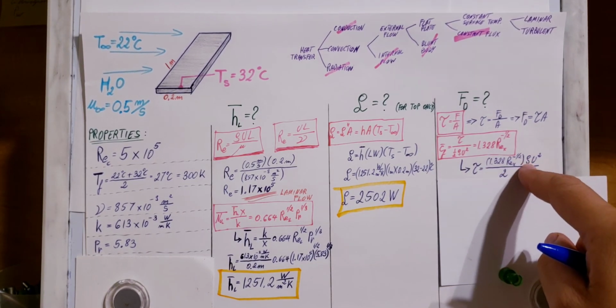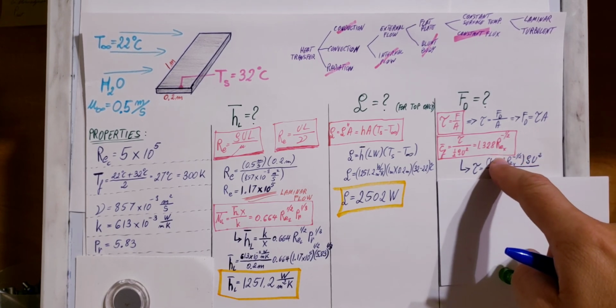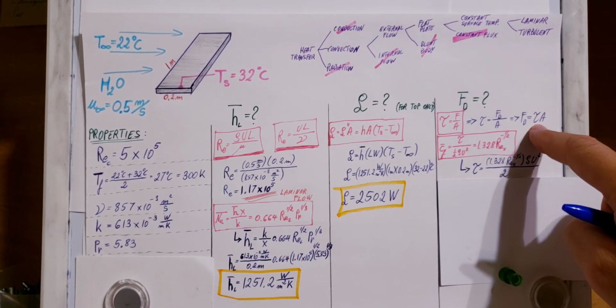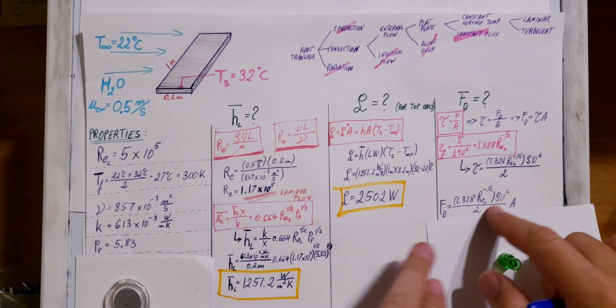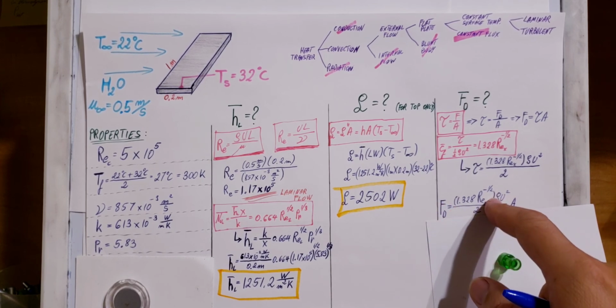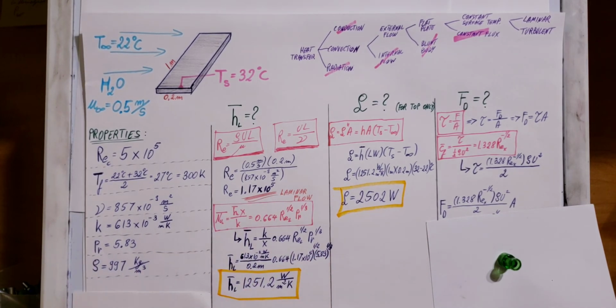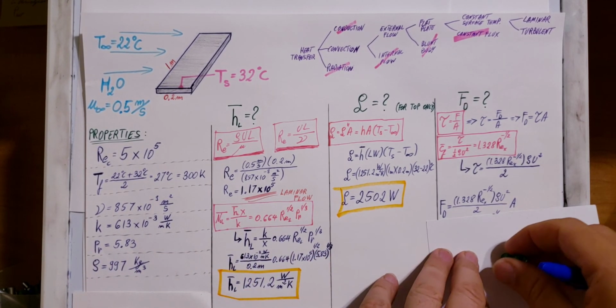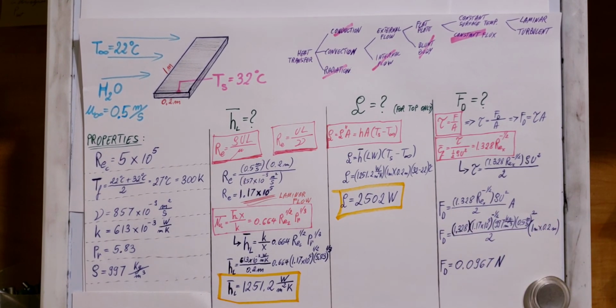In this setup, we know the velocity, and we're going to have to find our density. We're going to take this and plug it in right here. And the area we know, so we only need to find the density. We're going to go to our tables and find our density. We can go back here, plug in everything, and we find our drag force to be 0.0967 newtons.